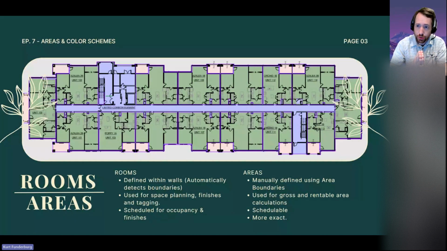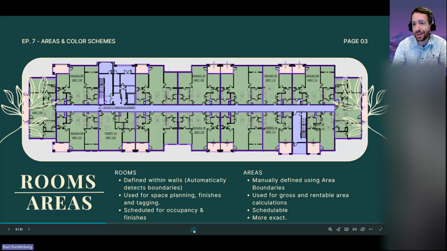So to really get started, a room is an automatically detected boundary that we can then define with physical boundaries, with walls. We have room separator lines, which help us split apart open floor plans, like a kitchen and a living room, where there's no real wall separating you, but it allows you to separate those things. They're used for space planning. We can tag them, and then we can also schedule them.